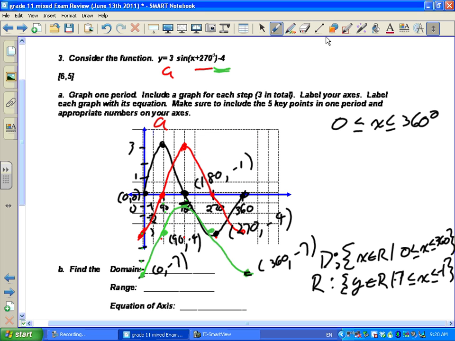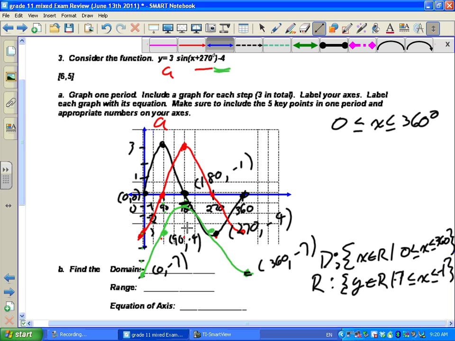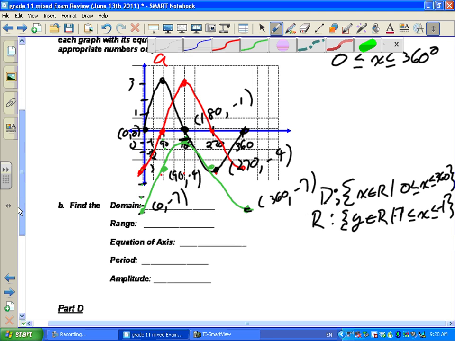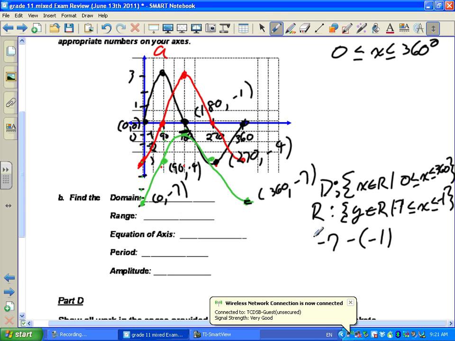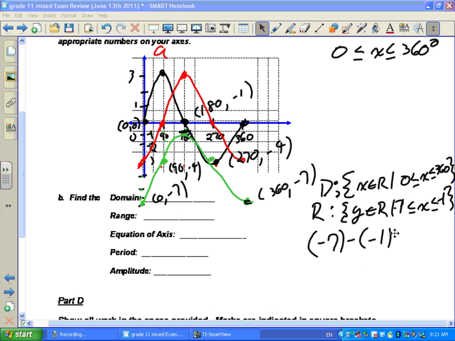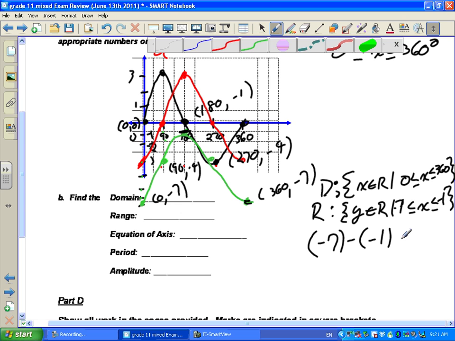The equation of the axis. So that's the middle of it. If you can't tell by looking at the graph, what you can do is you take the 2 extremities, so the trough and the peak. So we're going to take negative 7 and negative 1, and we're going to subtract them. When you subtract those 2, we'll end up with negative 6.